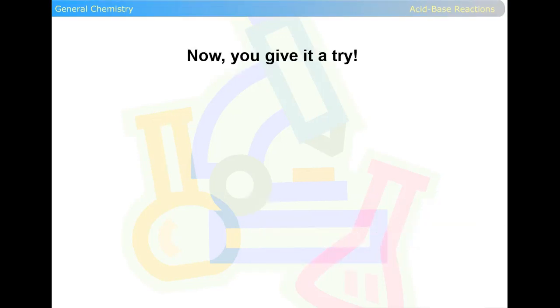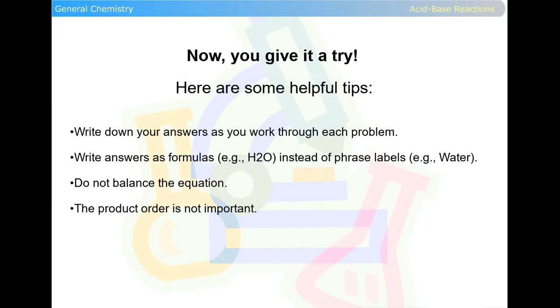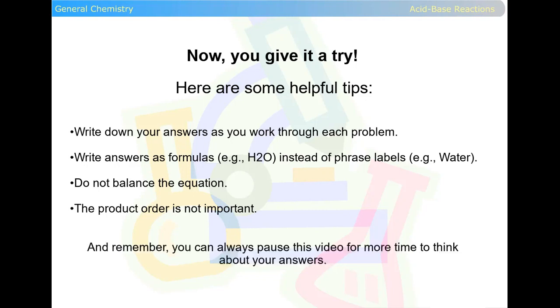Now you give it a try. Here are some helpful tips. Write down your answers as you work through each problem. Write your answers as formulas, for example H2O, instead of phrase labels, water. Do not balance the equation. And finally, the product order is not important. And remember, you can always pause this video for more time to think about your answers.